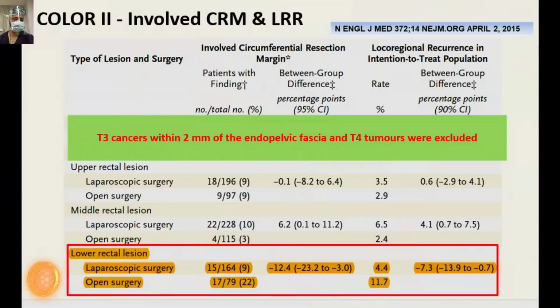Here onwards, that is the different trial, the COLOR II trial, its relevance, we will discuss in part 3 of this series.